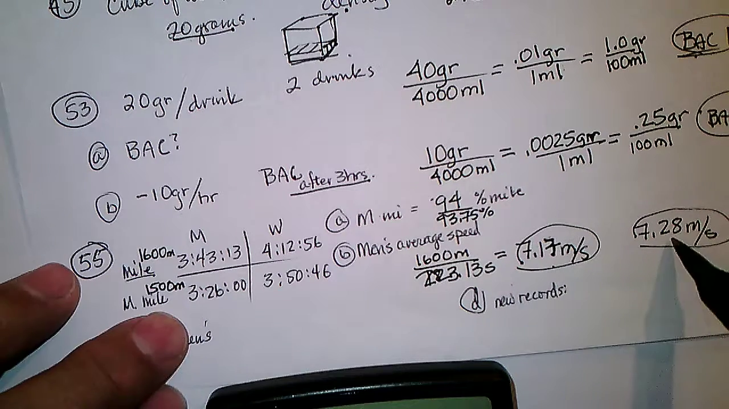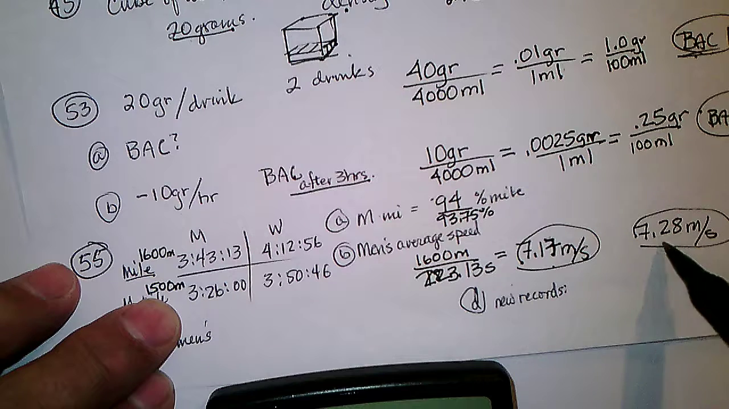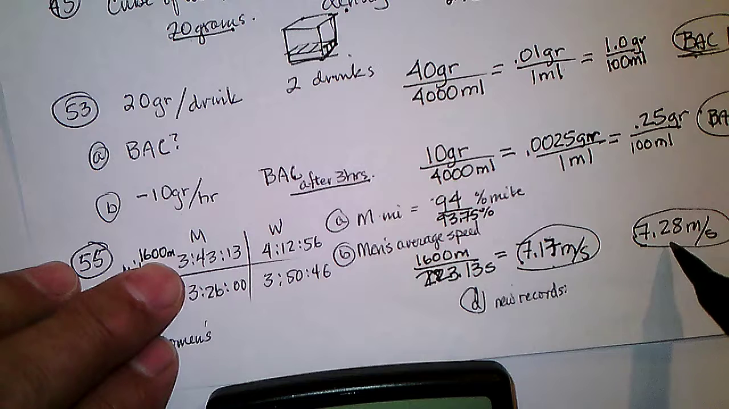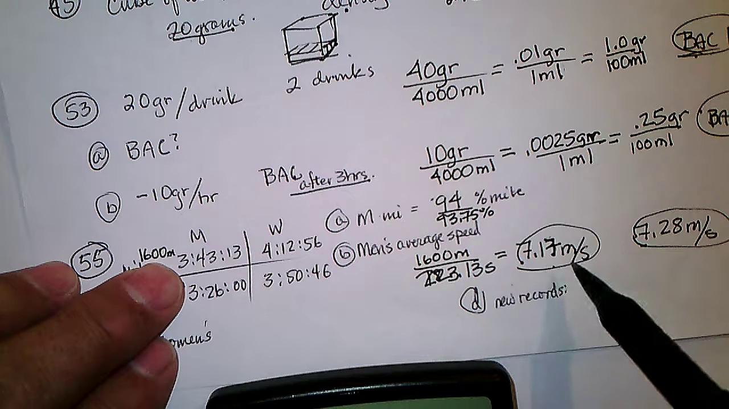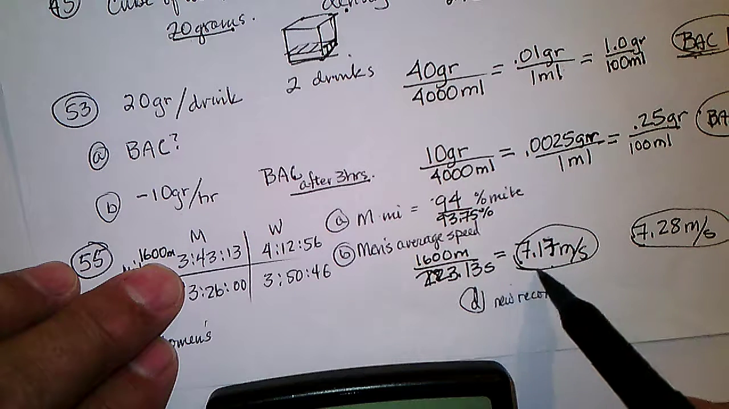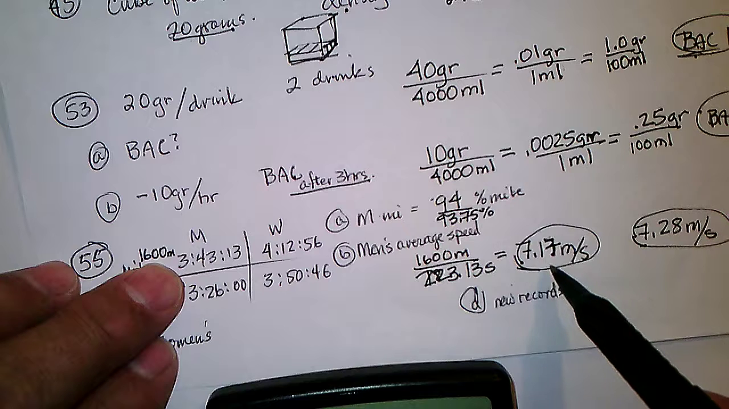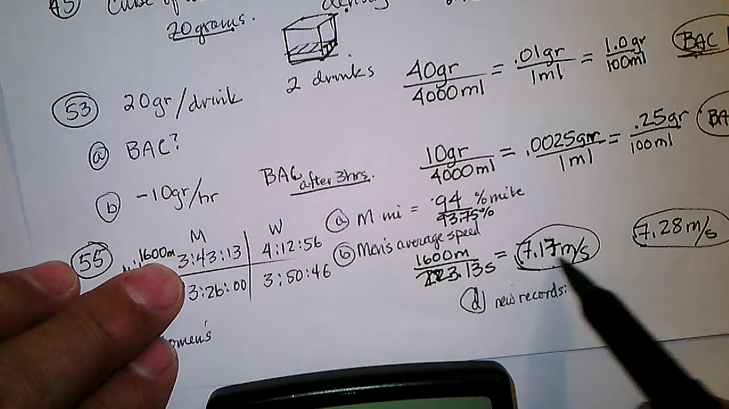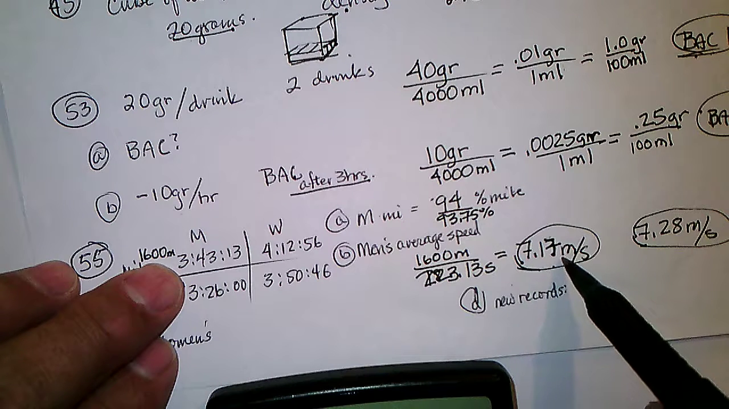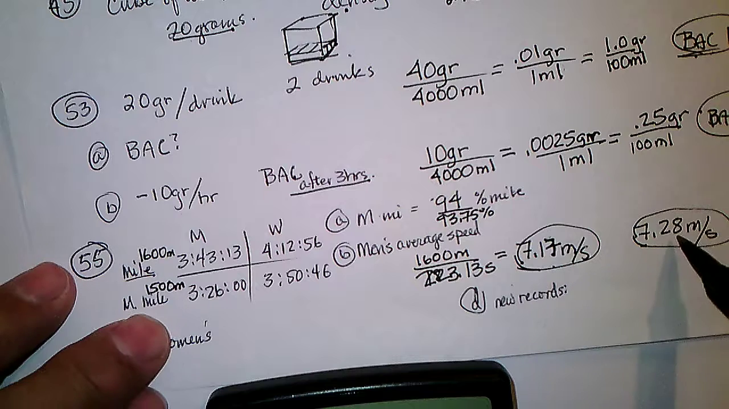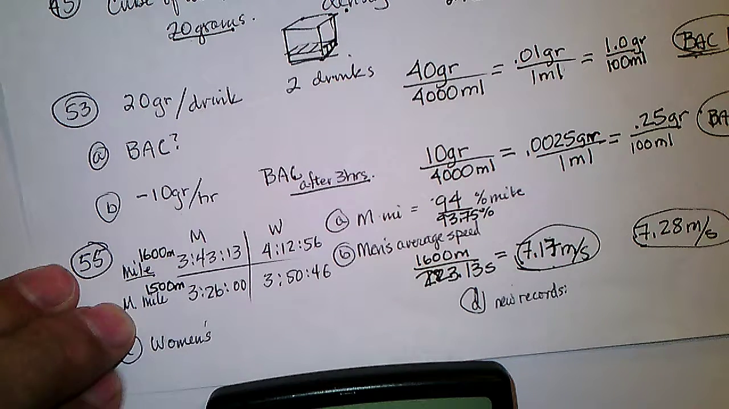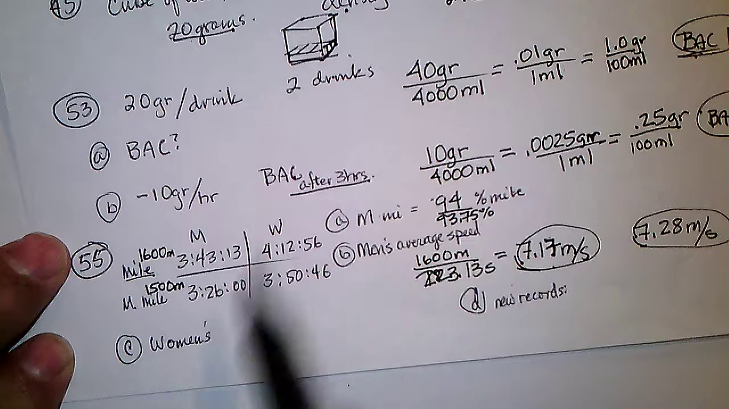Now that sort of makes sense because if you're running 1,500 meters, you won't get quite as tired as if you're running 1,600 meters. A little longer race means you're going to get a little bit more tired and probably have a slower pace. And that's what it is, a slower pace for the regular mile versus the metric mile. That's true for the men. Now what's true for the women?